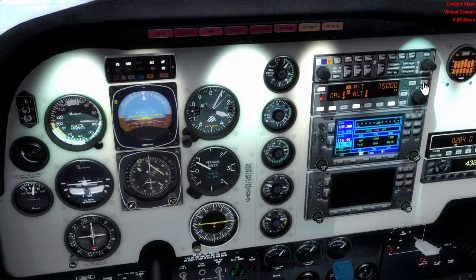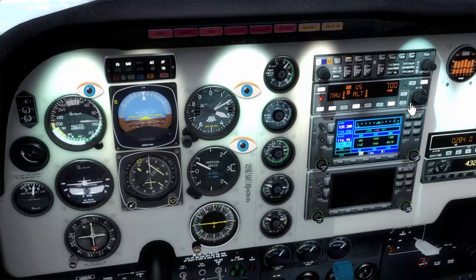By the way, I have disconnected the vertical speed for the autopilot because I see that our airspeed is decreasing a bit dangerously.